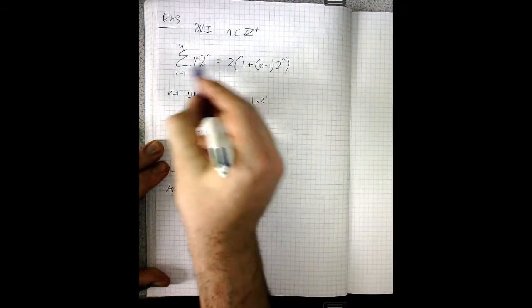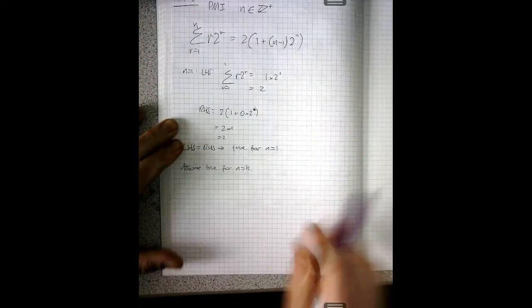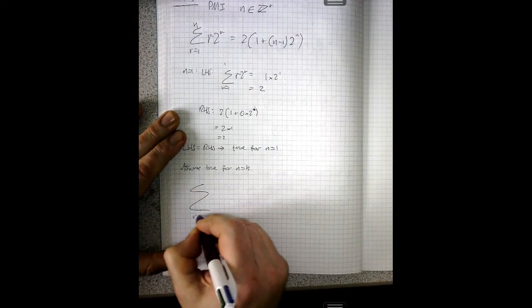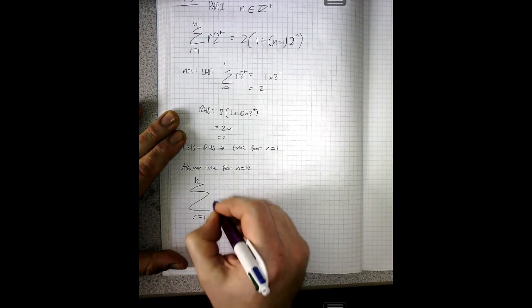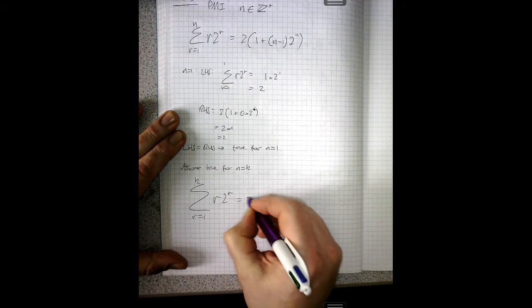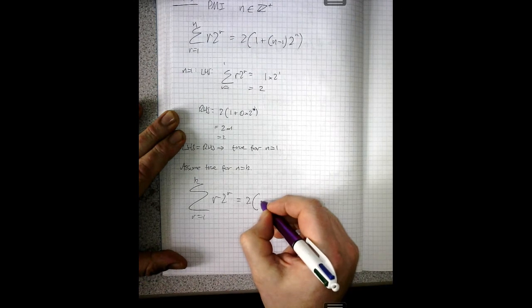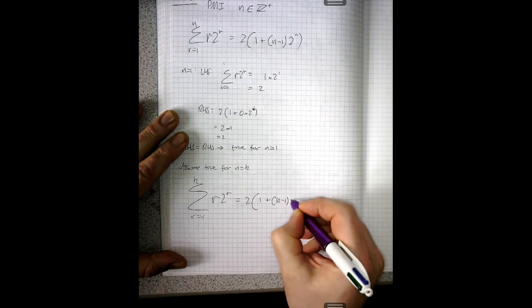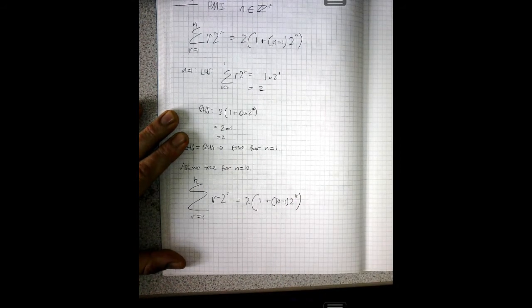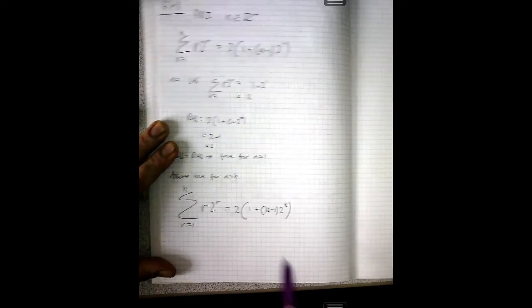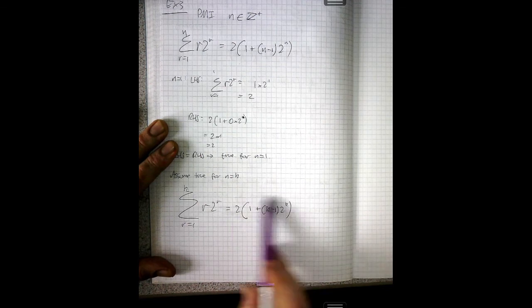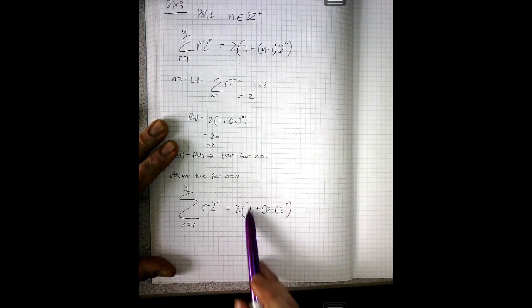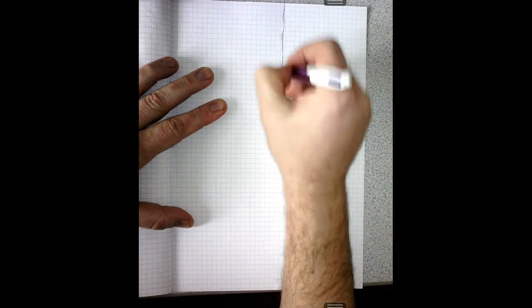So I can write this out with k instead of n. The sum r equals 1 to k of r times 2 to the r equals 2, 1 plus k minus 1 times 2 to the k. Again, at this point I'm going to write out what I'm aiming for, and it's this with k plus 1 instead of k. So a little bit of side working out.